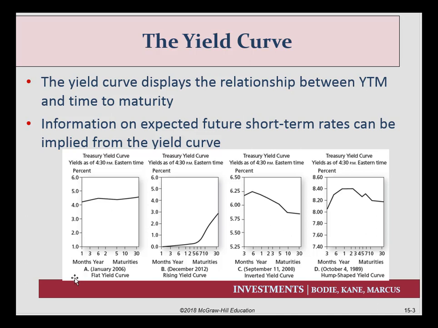As you can see here, in January 2006, it was a relatively flat curve. Here's short-term interest rates for 1 month, and here's the rate. And then for a 30-year T-bond, this is the rate then. So you can see they're fairly close together. Then we had a rising yield curve, a declining yield curve, and then we had this hump-shaped yield curve. So we want to talk about how this curve is created, right? How does that ultimately work for us?